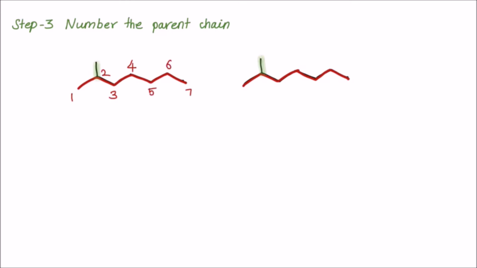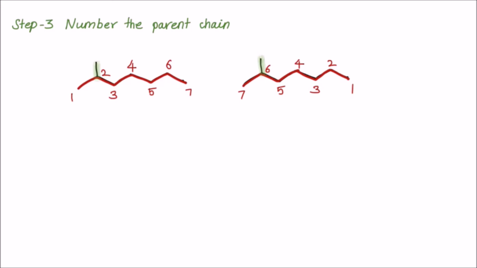In the left side structure, I'm going to number the parent chain from left to right. If you do that, the substituent is on the second carbon. The location of the substituent is 2. On the right side structure, I'm going to number the parent chain from right to left. Now, the substituent gets the location 6. Otherwise, the substituent is attached to the 6th carbon if I do this numbering.